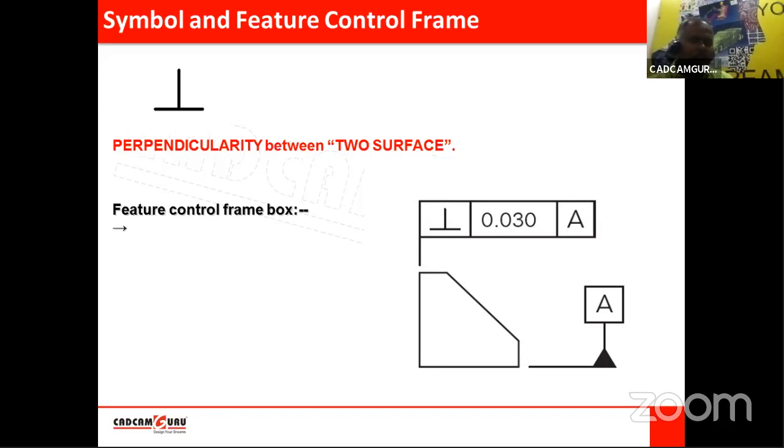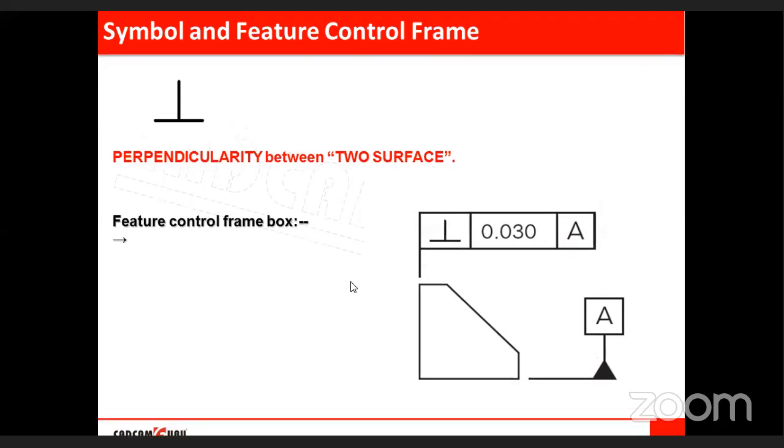So similar to parallelism, here there is a third chamber mentioning the datum feature. It means we are expecting this vertical surface, where labeling is not applied, to be perpendicular to surface A. So here we are talking in a comparative way, meaning it is compared with this surface, with respect to this surface, because this is a datum. Any one surface can be the datum.